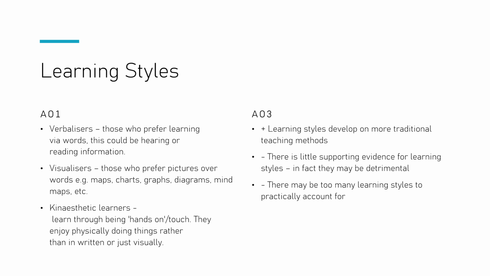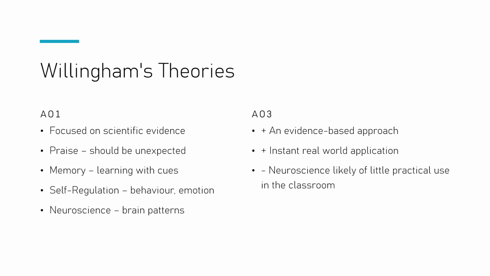However, big criticisms here. There's no research support, so no evidence for it, and actually it could have a detrimental or bad impact. It could be negative in terms of learning and development. And also there were thought to be about 71 different learning styles, so it's quite impossible to match everyone's learning style with a teaching method, so it makes it very impractical as well. Willingham was a critic of learning styles. Willingham focused on scientific evidence, and because there was no scientific evidence for learning styles, Willingham disagreed with it.